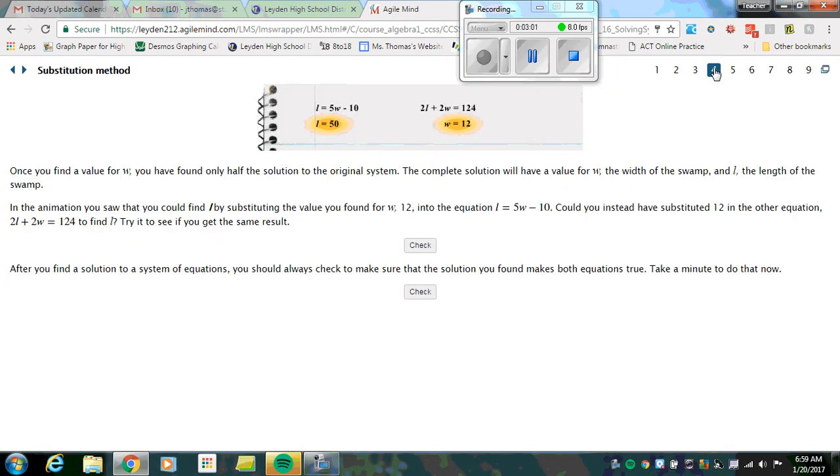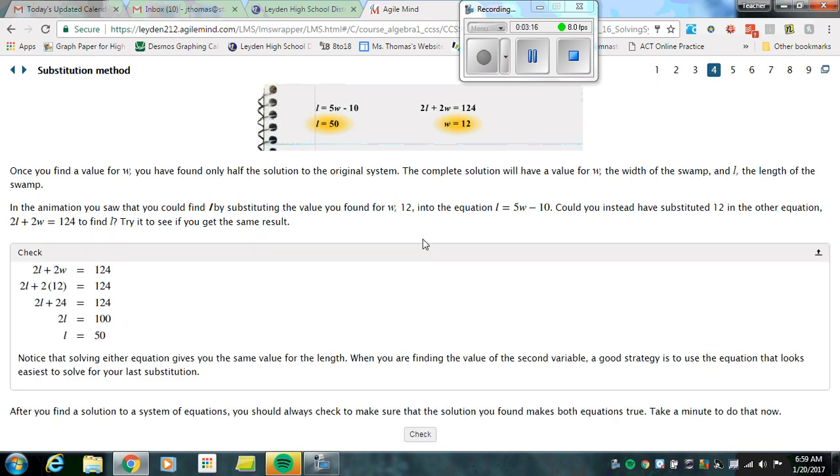Skip slide 3. Could you substitute or plug in 12 into the other equation, 2L plus 2W equals 124, to get the same answer for L, which is 50? Let's double check right here.